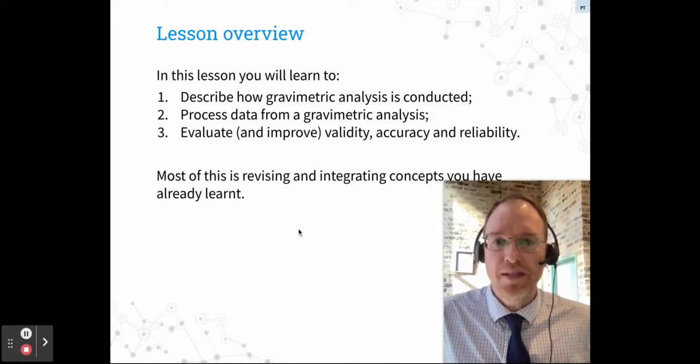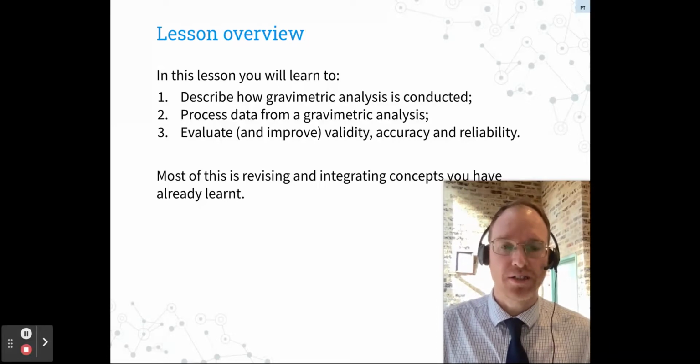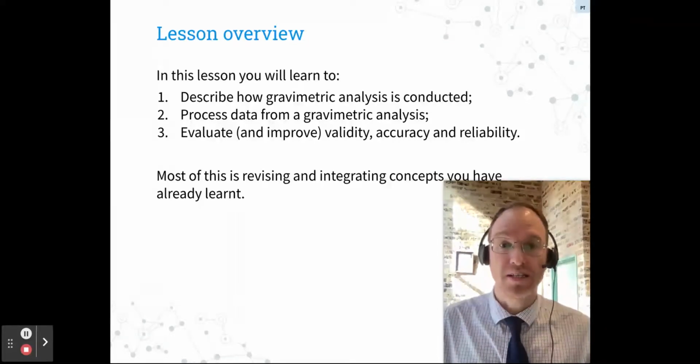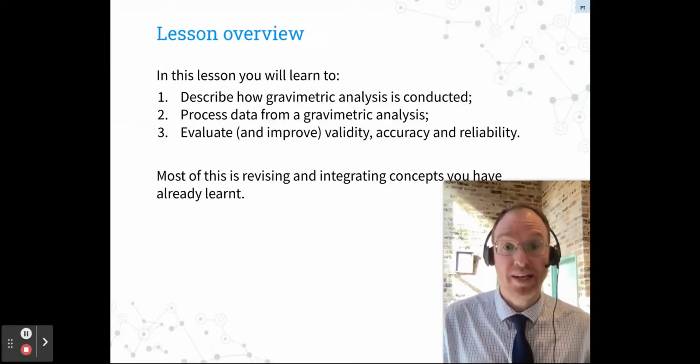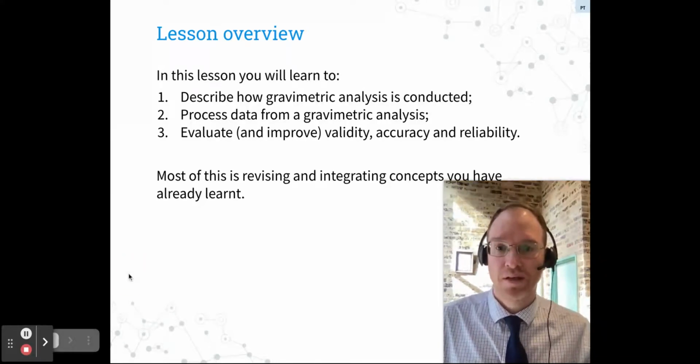In this lesson, there are three main things that we want to learn to do. Firstly, describe how gravimetric analysis is conducted. So how do we actually do it? Secondly, to process the data from a gravimetric analysis. And thirdly, to evaluate and improve, if we can, validity, accuracy, and reliability. It's a good chance to revise those three things. So let's look at this.